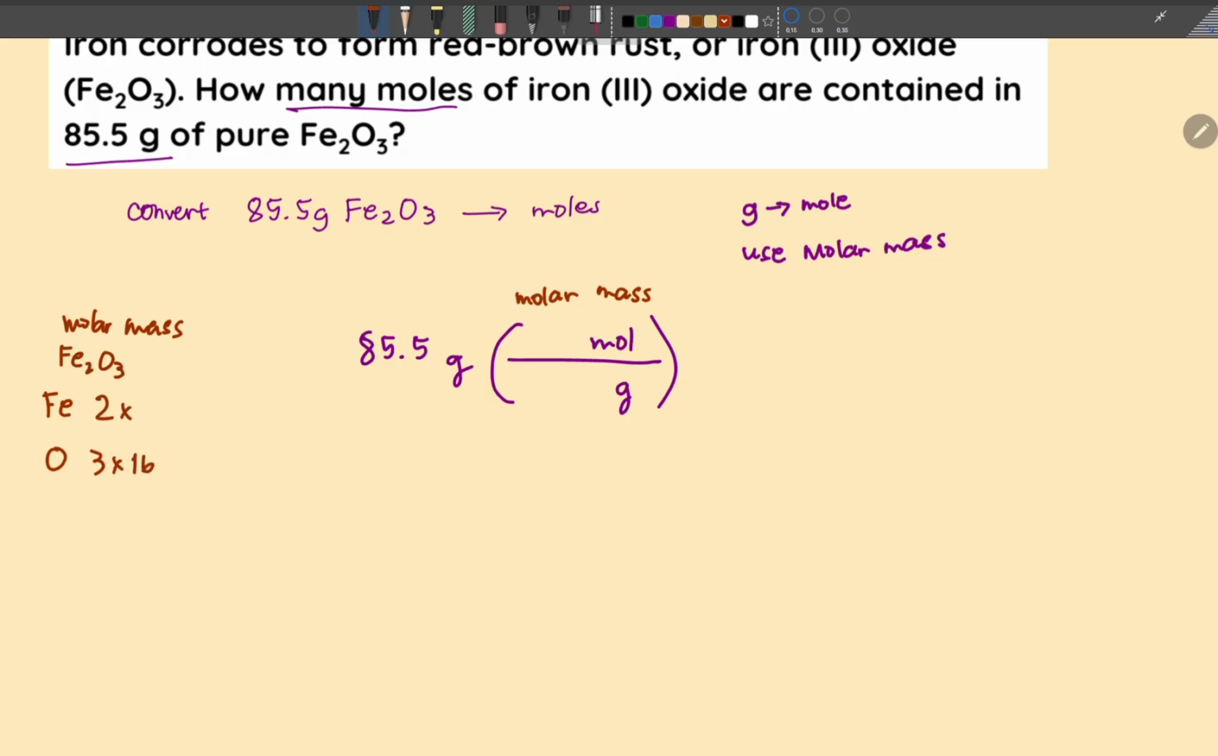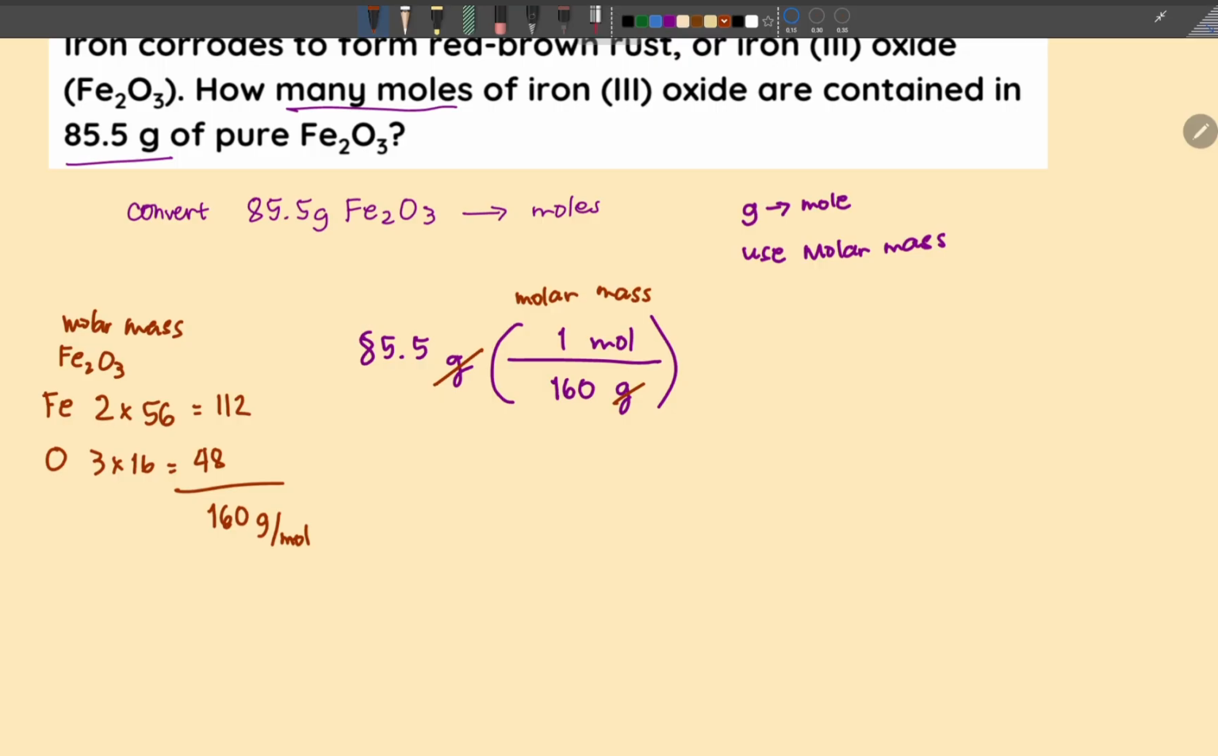O is 16, and for Fe, we look at the periodic table of elements. That will be 56. So 16 times 3, 48. 56 times 2, 112. Then add this, 160 gram per mole. Okay, so automatically we have 1 mole and then 160 here, so that we can cancel out the grams.